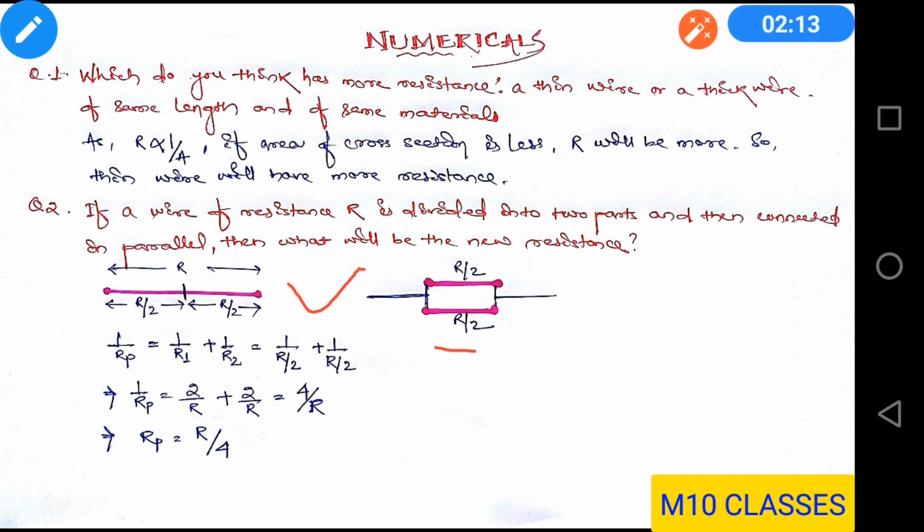Next, here they are connected in parallel. As they are connected in parallel, we are going to use the formula 1 by R equals 1 by R1 plus 1 by R2. Let us put the values. You will get 1 by Rp equals 4 by R. But it is the value of 1 by Rp. To get the value of Rp, we have to take the reciprocal of it, and we will get Rp equals R by 4. So what will you write? You will write the answer. Your conclusion will be that the new resistance will be 1/4 of the original value.